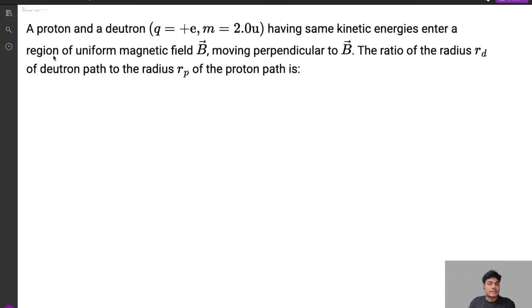A proton and a deuteron, that is Q is equal to plus e, the charge of the deuteron is plus e, and mass is 2 mu, having the same kinetic energy, enter a region of uniform magnetic field B, moving perpendicular to B. Find the ratio of the radius RD of the deuteron path to the radius RP of the proton path.